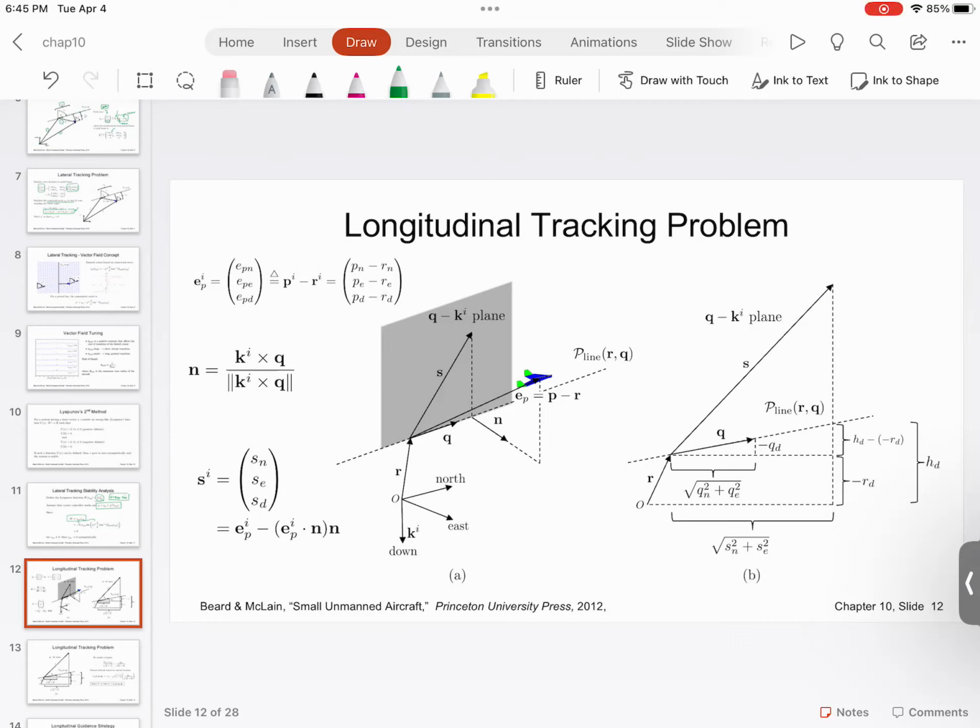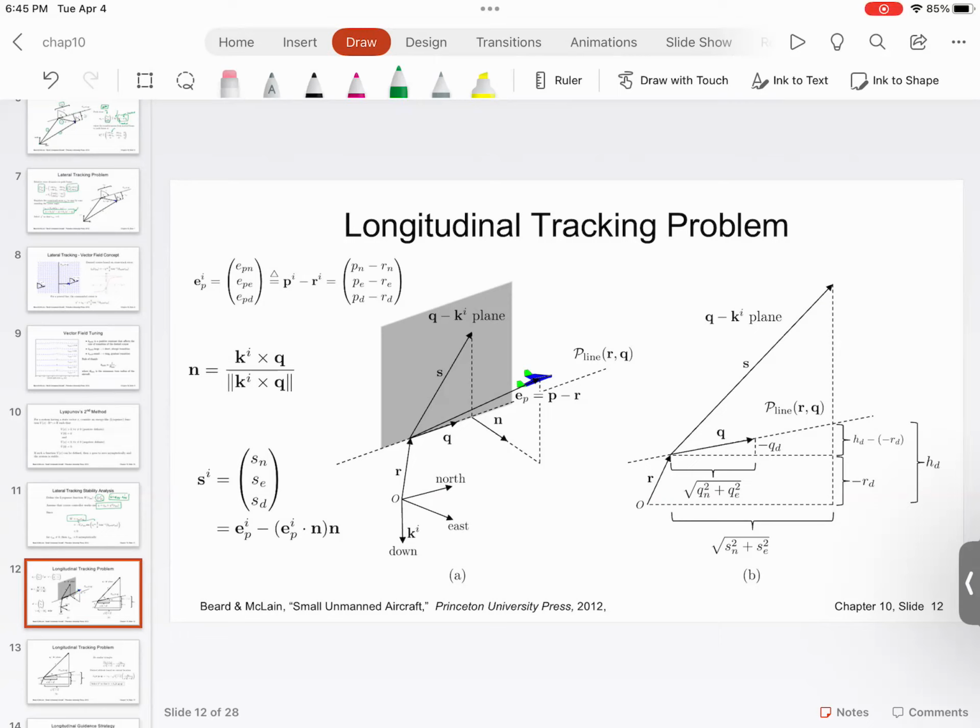So you can use the Lyapunov approach. We talked about the lateral tracking and looked at how to minimize EPY. Now I want to look at the longitudinal tracking problem, and the purpose of the longitudinal tracking problem is to minimize EPX.